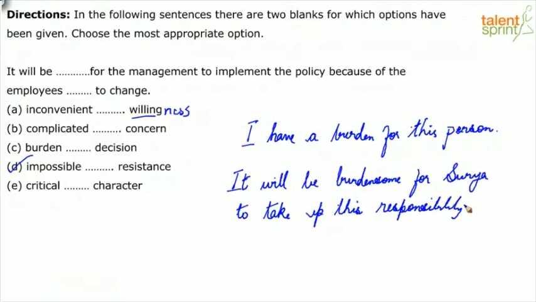Willingness is a noun form. It will be inconvenient for the management to implement the policy because of the employee's unwillingness to change. Yes, correct. So if they're not willing to change, then it's going to be a problem. Correct. Understanding the meaning that the context is giving also helps you in eliminating wrong answer choices.